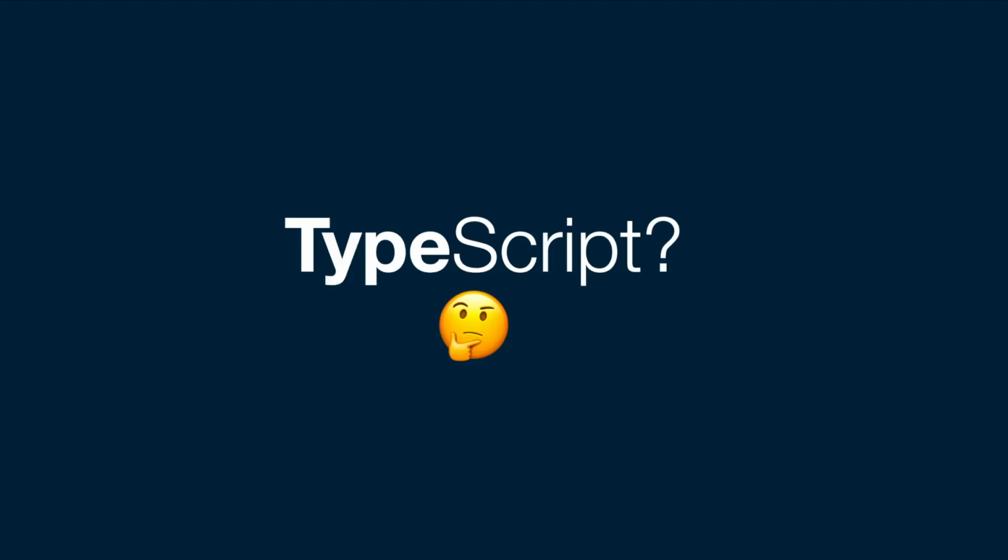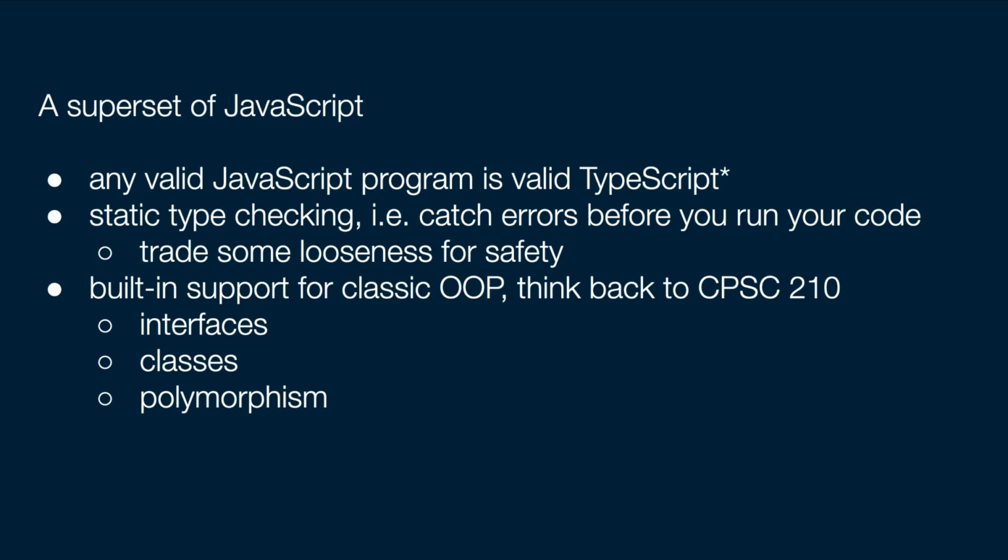So what is TypeScript? Well, it's a superset of JavaScript. Any valid JavaScript program is valid TypeScript, with a star. So in this course, we want you to write type-safe code. So in 310, not all valid JavaScript programs will be admissible by our compiler. TypeScript also has some impressive tooling for object-oriented programming. If you remember your 210, you'll feel right at home.